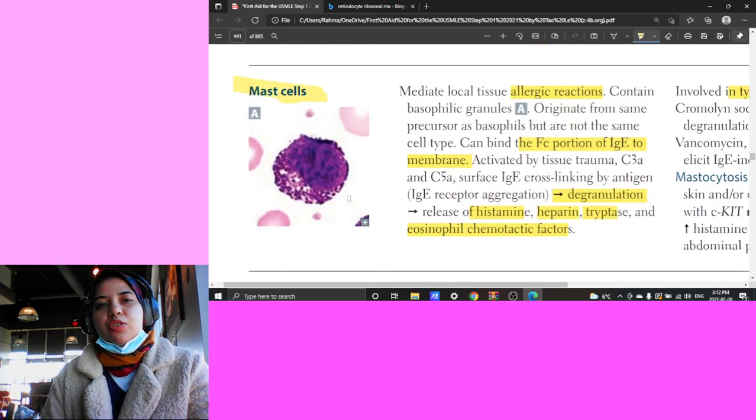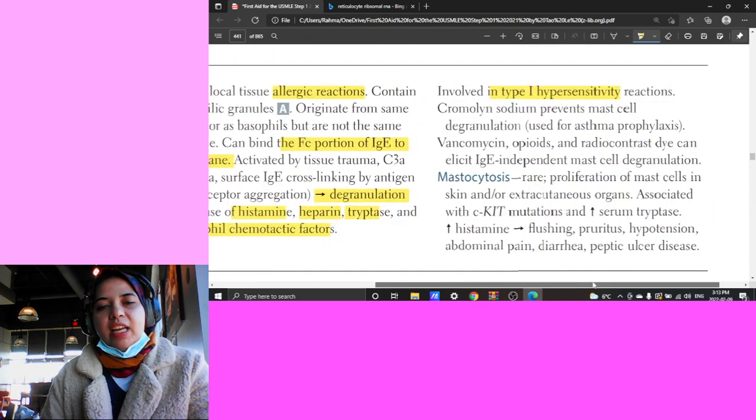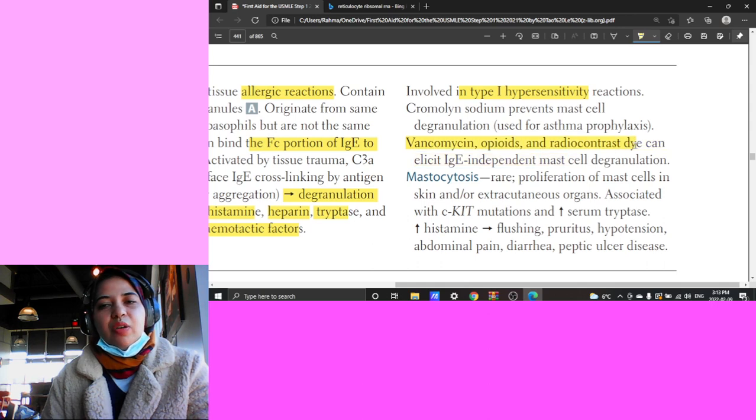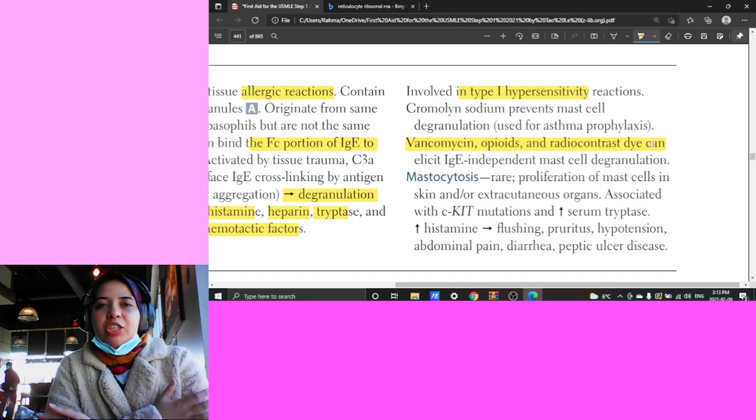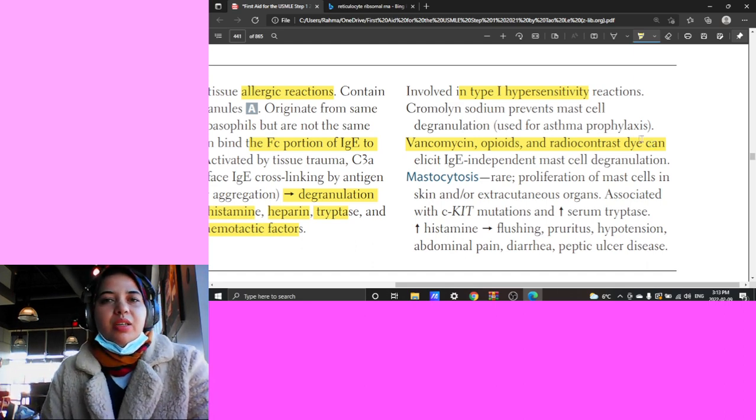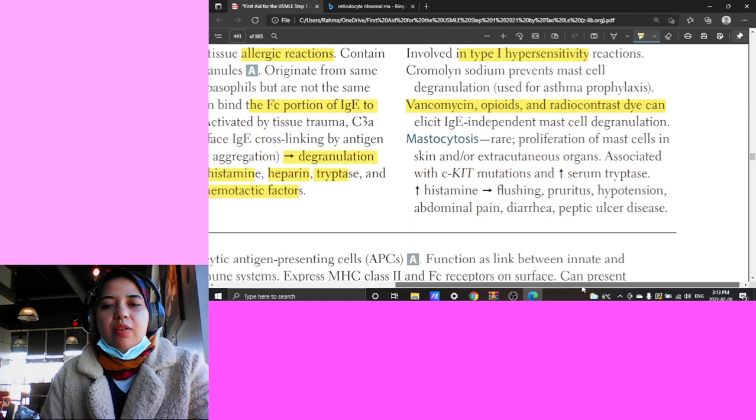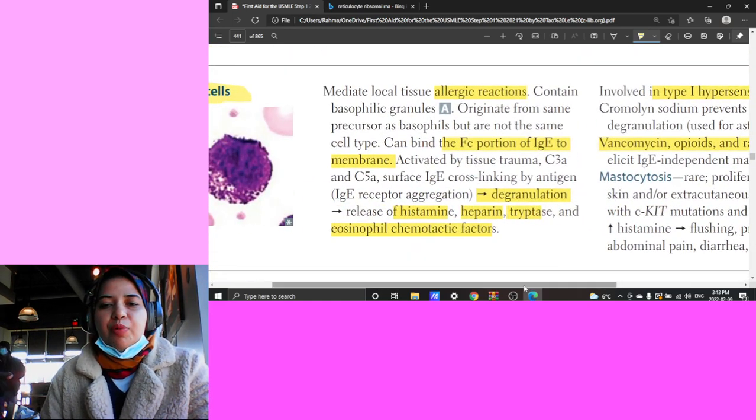There are other ways to trigger mast cell degranulation, and that can be through vancomycin or opioids or radiocontrast dye. So you want to think of people who are taking opioids, they are itching a lot. That itching is coming from histamine, which is coming from degranulation of the mast cells. So that's another important fact to know.